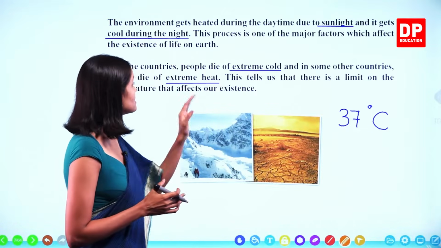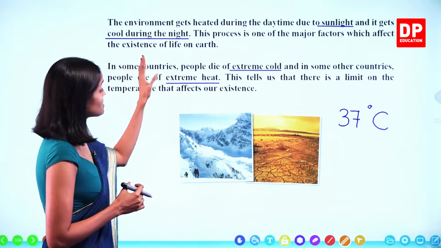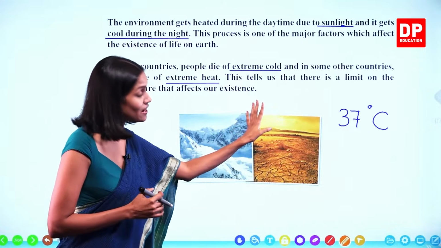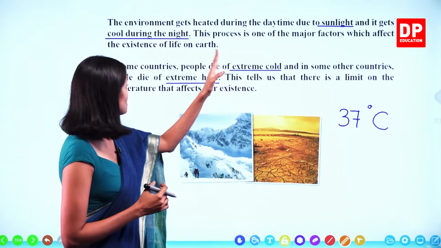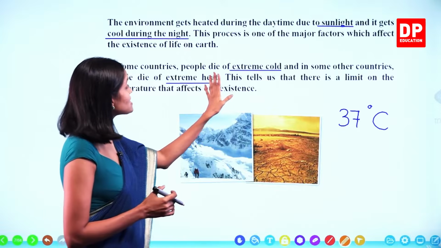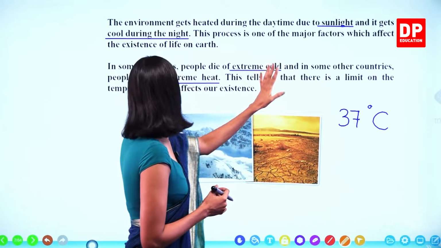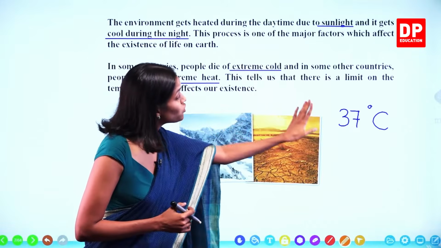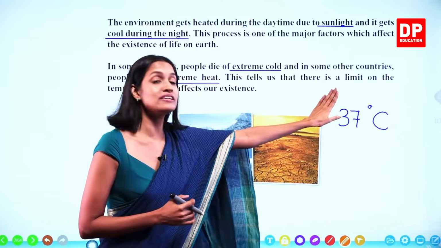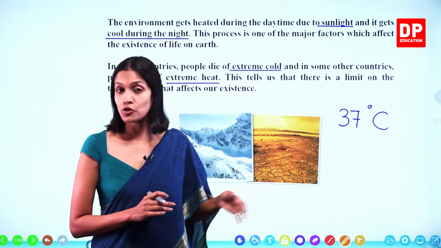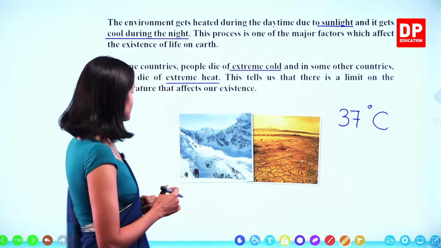Right, children? This is why in some countries during the very cold season, some people die. And in some other countries, because of extreme heat also people die. Right? So this tells us that there is a limit on the temperature that affects our existence. For humans, this is 37 degrees Celsius. For the other animals, it depends. Okay, children? We'll move on to the next.